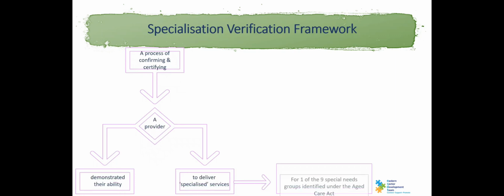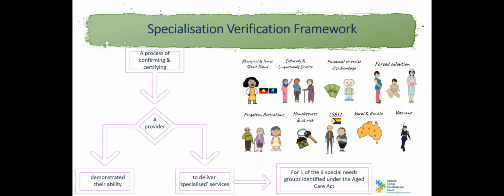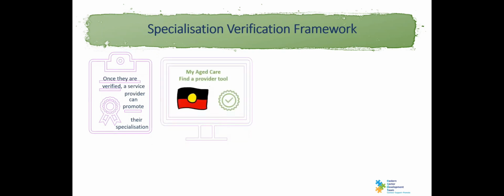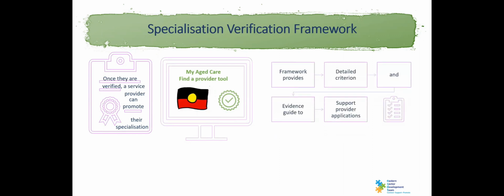So the specialisation verification framework, for those who may not be aware, is a process of confirming and certifying that a provider has demonstrated their ability to deliver their services to one of the 9 special needs groups in accordance with specific criteria. Once verified, a provider can promote their specialisation on My Aged Care via the Find a Provider tool. The framework provides a detailed criteria of evidence and a guide to support providers and their application.